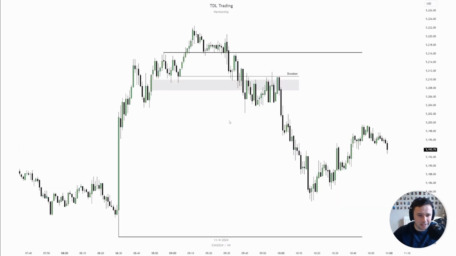And now zooming in again on the 1 minute time frame, we can see that we have a run into that breaker formation right at the 10 a.m. open, and that we get that distribution lower and that minimal target of 10 handles.